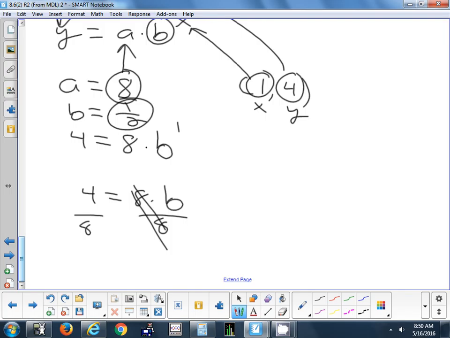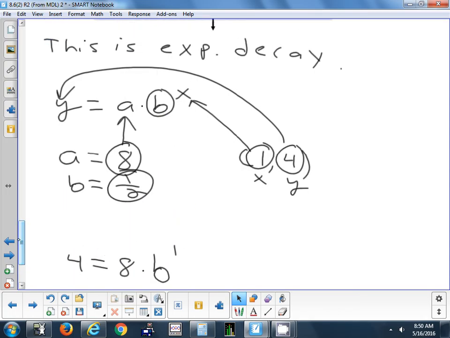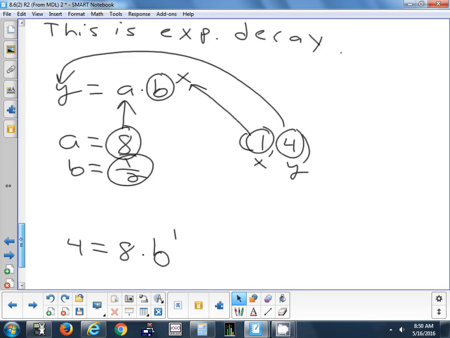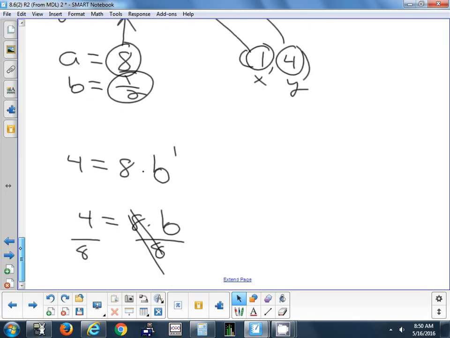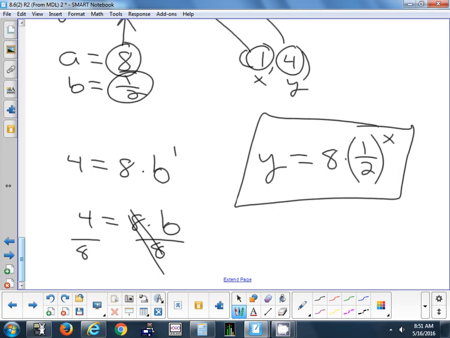All right, so now we've got the 2 important values we need. We have A and we have B. What's my last step that I need to do with the A and the B? Yeah, we have to actually plug it in and now write the rule. So it's y equals A times B to the x. And that's your formula.